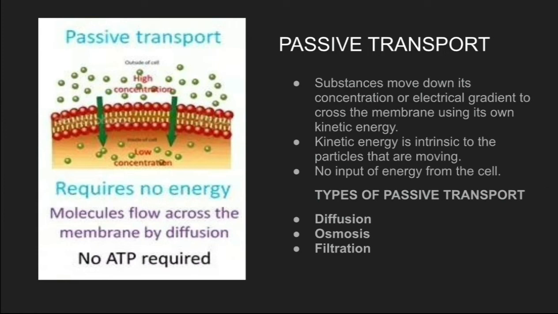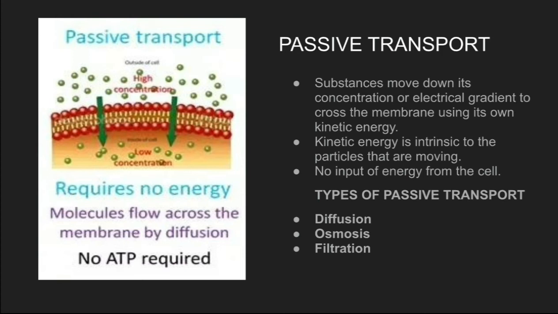There is not much input of energy by the cell. There is not much energy that is being spent by the cell for passive transport. So these are the important points under passive transport. This passive transport can be further divided into three types, which are diffusion, osmosis, and filtration.